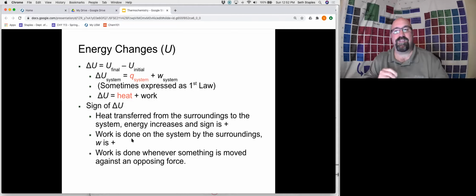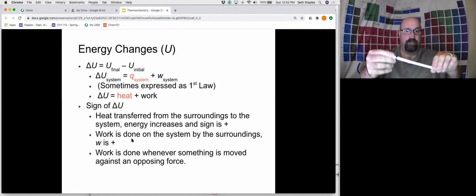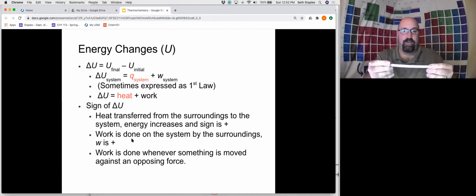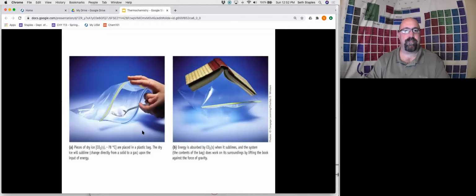Work is done whenever something is moved against an opposing force. And so that should make sense. Anytime something moves, when I'm moving my Apple Pencil, work is being done. When I do this, I am moving it against gravity. And so work is being done. I'm not going to worry too much about these. We've talked about some of the effect on surroundings and so forth with exothermic and endothermic.